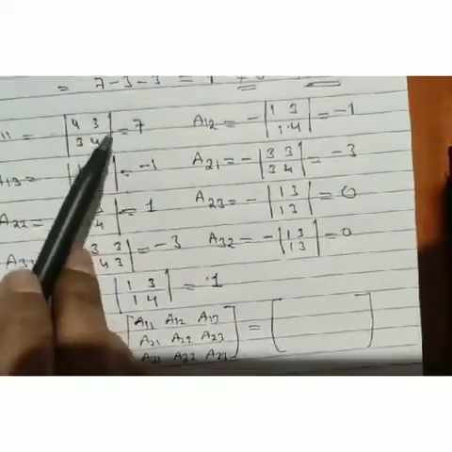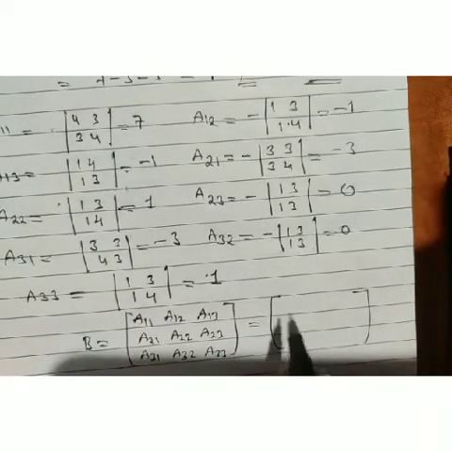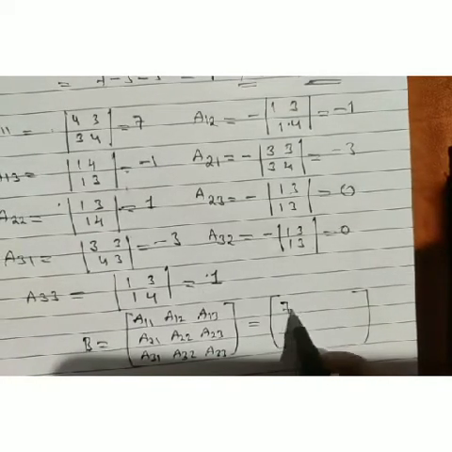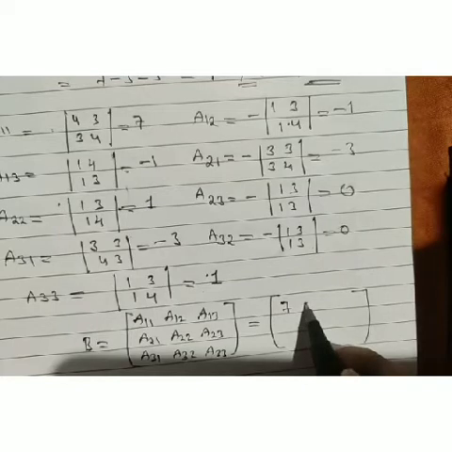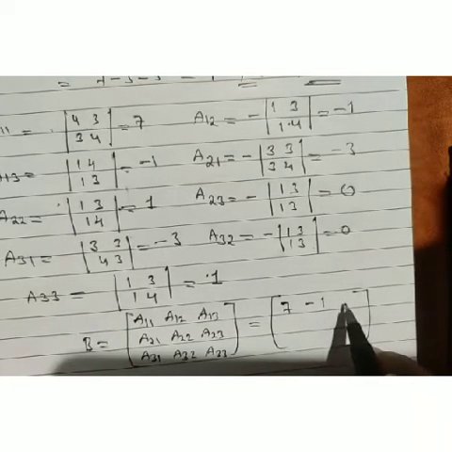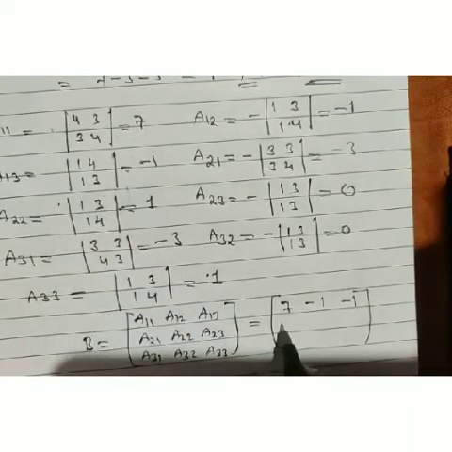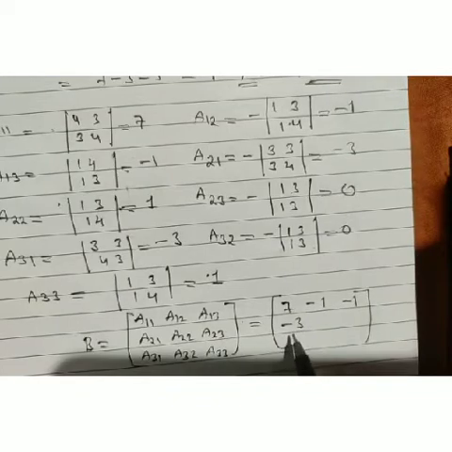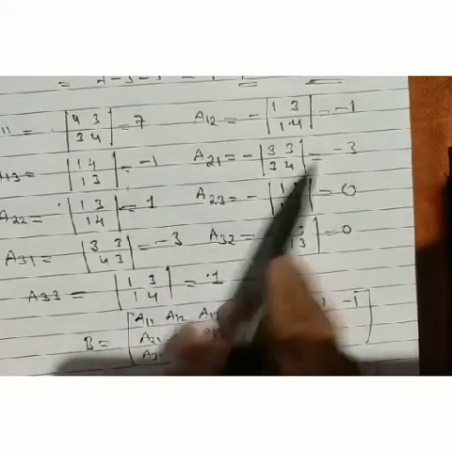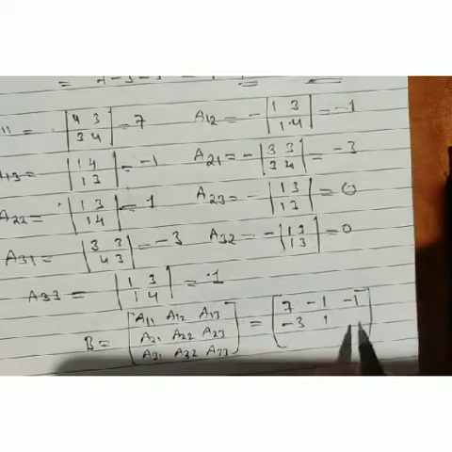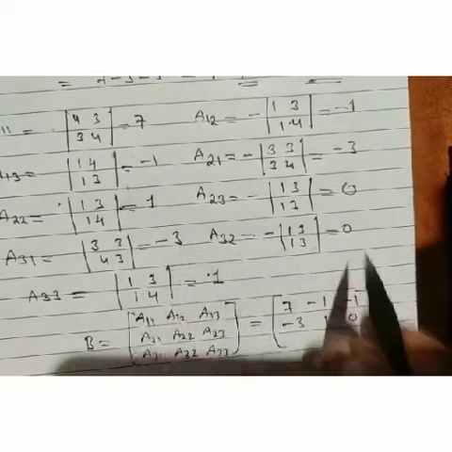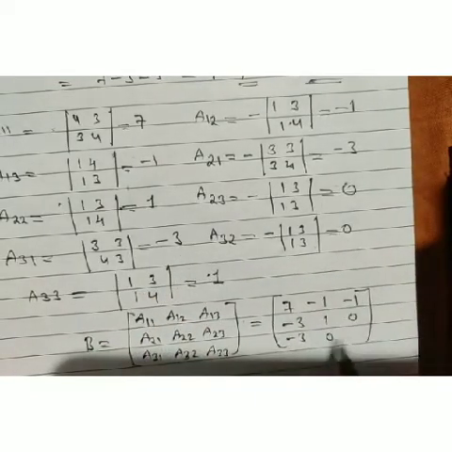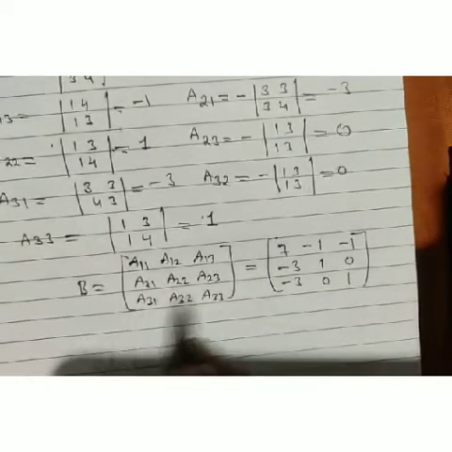This is our matrix B. What do we get? A11 is our 7. We write down all the elements there. A12 is what? Our minus 1. A13 also minus 1. Then we get minus 3, then we get 1, then we get 0. Then we get minus 3, then we get 0, then we get 1 here. This is our matrix B.